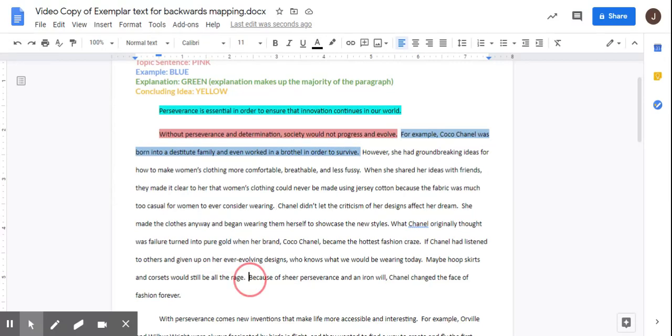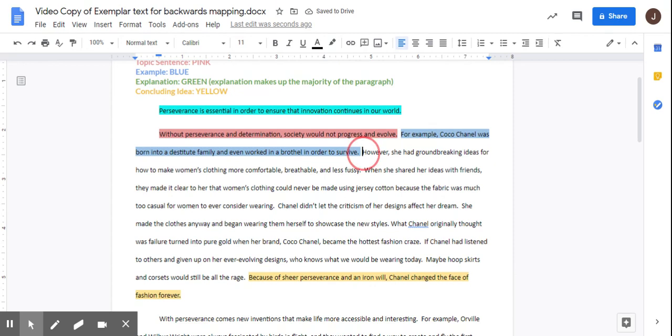All right, so this last sentence here gets a little bit more general again. It's talking about Chanel, but it's more tying it back to this main idea that perseverance is essential. We see perseverance mentioned here, and then we see it connected to our topic sentence. And then they talked about how society has evolved. They're saying maybe we would still be wearing hoop skirts, right? And it's saying that she changed the face of fashion. So I think that's our concluding idea. It's kind of restating our thesis and our topic sentence by tying it into the example. So I'm going to go ahead and highlight that yellow.